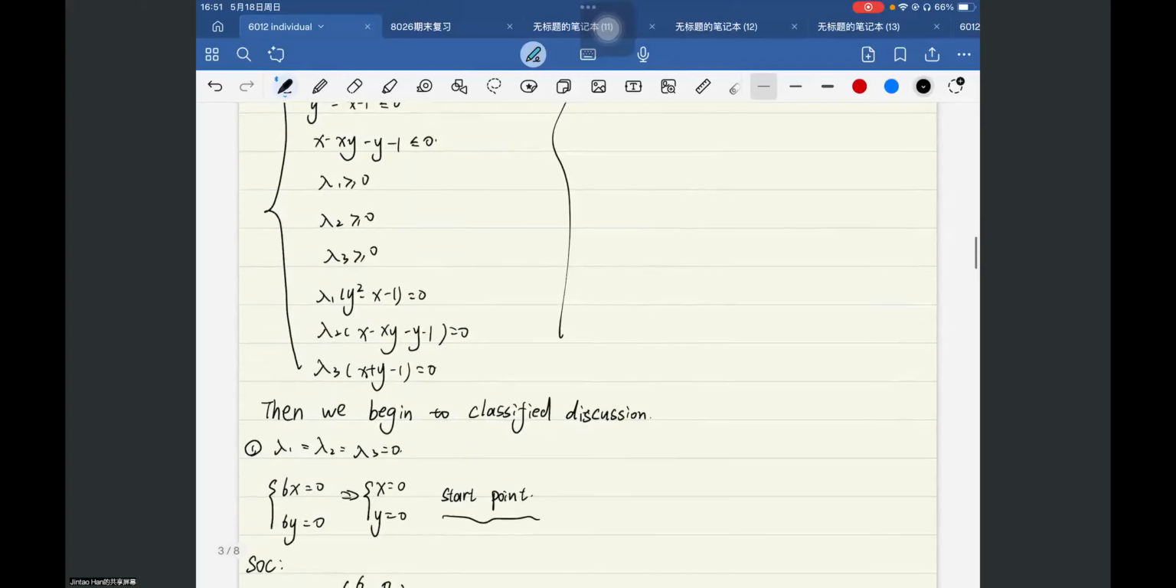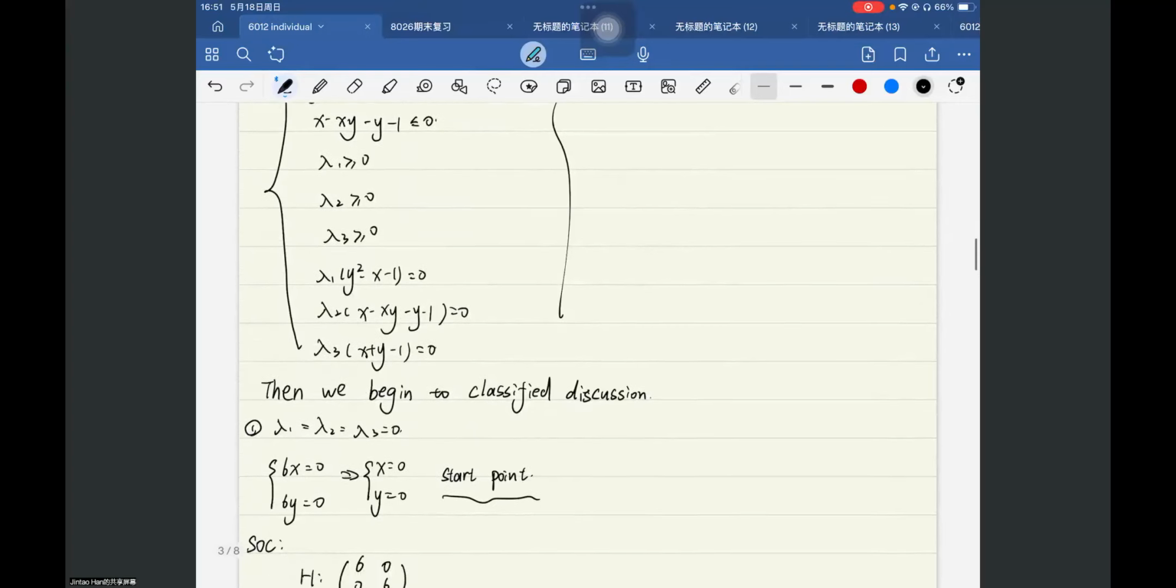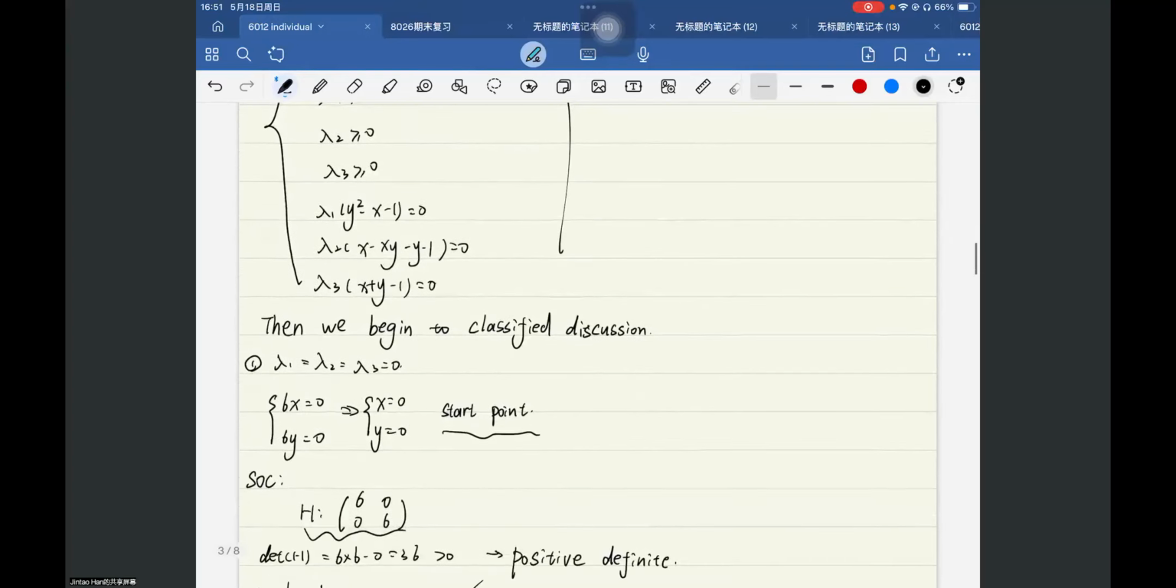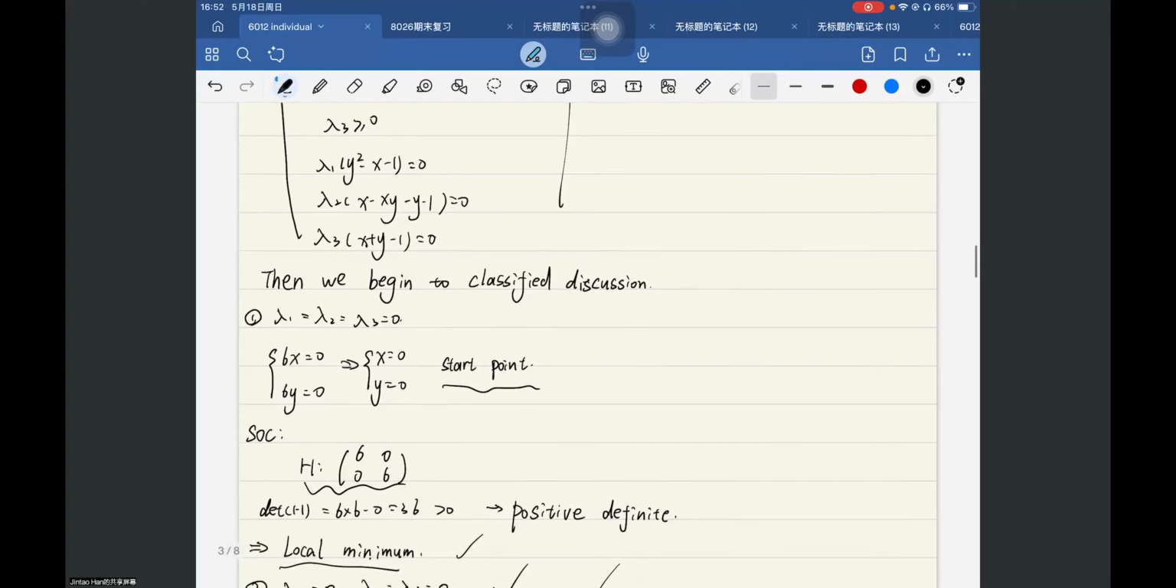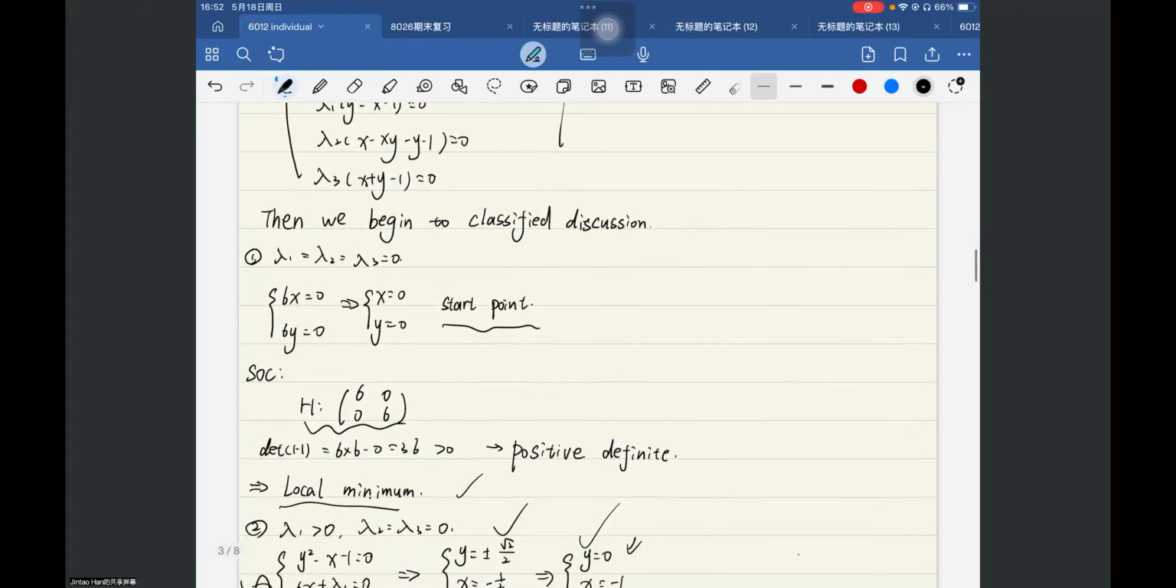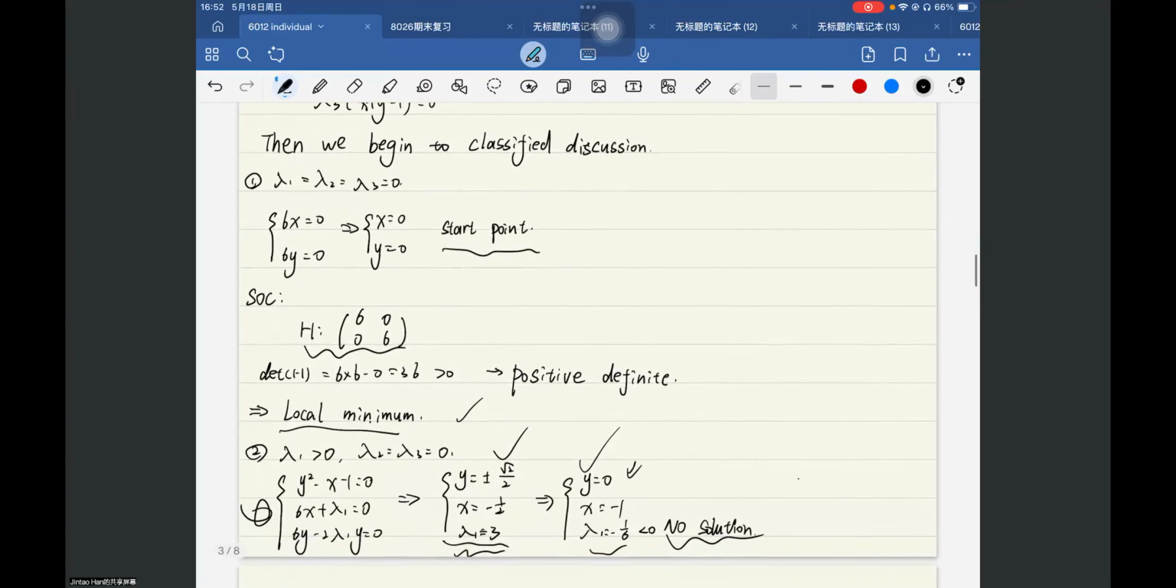Then we begin to classify the discussion. First, lambda 1 equal to lambda 2 equal to lambda 3 equal to 0. In this case, we can get x equal to 0 and y equal to 0. That's the start point, and the second order condition is this. We solve this determinant, it is 36, which is larger than 0. This is positive definite, so this is the local minimum. Let's move to the second.